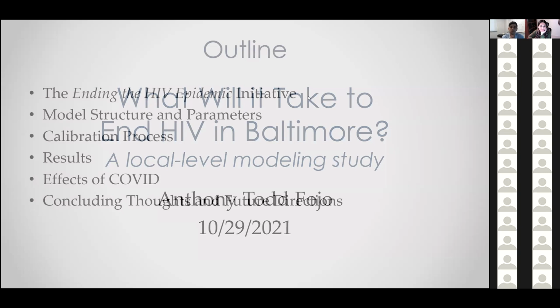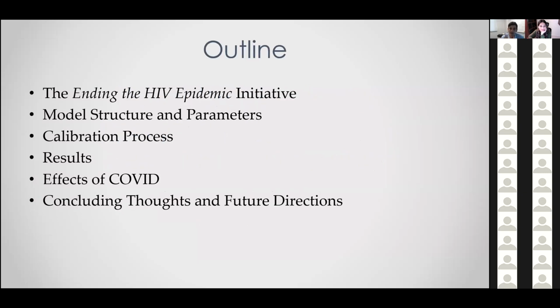So this is my plan for today. Briefly go over the Ending the Epidemic initiative, which is sort of the motivation for this work, talk about the way the model works and the way we fit it, and then go over results. And then I also thought I'd maybe take some time to go over some preliminary work we're doing, which has not been published, on projections for what COVID-19 might do to HIV transmission.